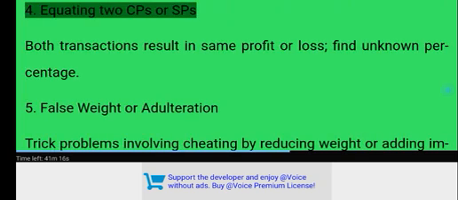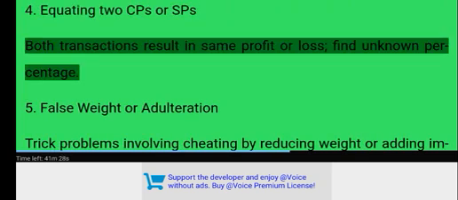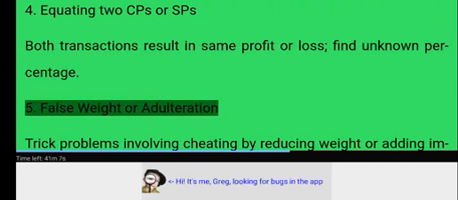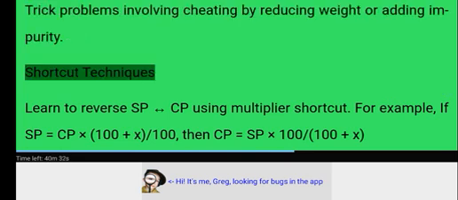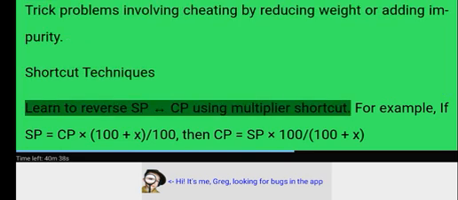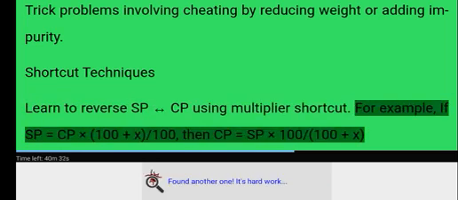4. Equating two CPs or SPs. Both transactions result in same profit or loss. Find unknown percentage. 5. False weight or adulteration. Trick problems involving cheating by reducing weight or adding impurity. Shortcut techniques. Learn to reverse SP and CP using multiplier shortcut. For example, if SP equals CP times (100 plus X) divided by 100, then CP equals SP times 100 divided by (100 plus X).